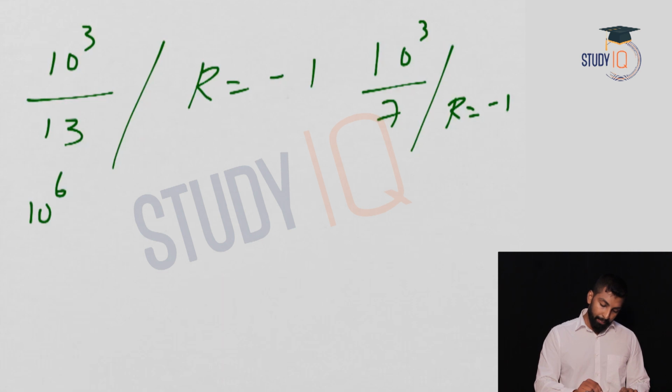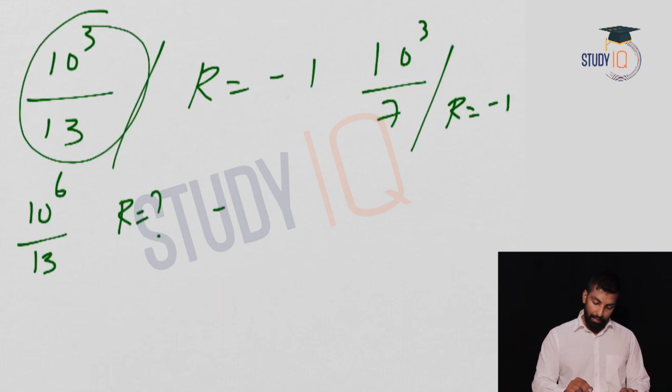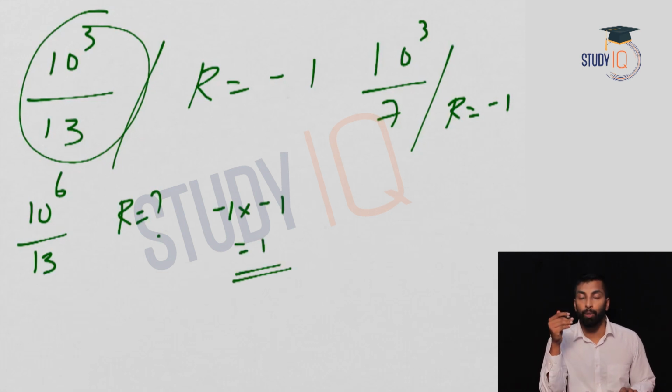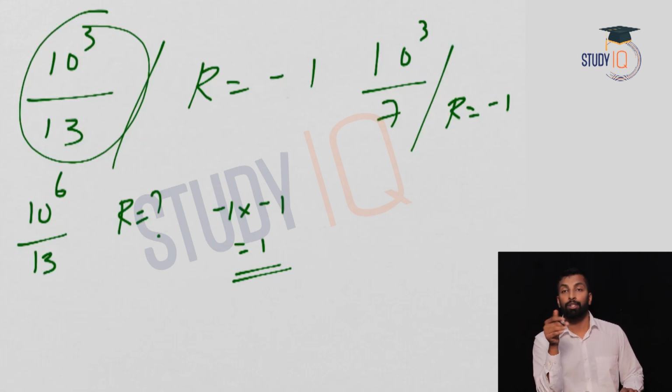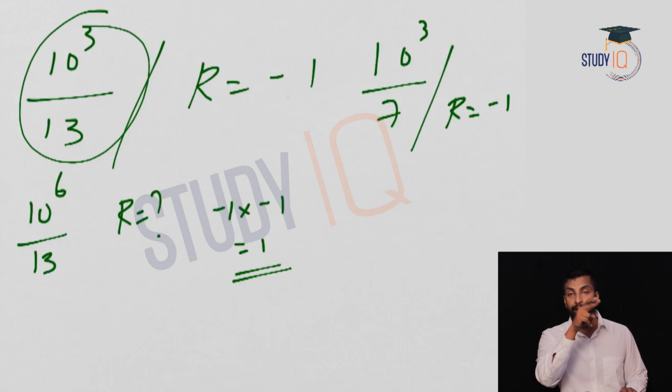So 10 raised to 6 by 13, what will be the remainder? 10 raised to 3 gives minus 1, so minus 1 into minus 1 gives 1. So in case of 13 also, after every third power you get minus 1, plus 1, minus 1, plus 1, like in the case of 7. So the divisibility rule that we have learned for 7 is the same as what is going to be applied for 13 also. Except the last step where you divided with 7 there, you are going to divide with 13 here.